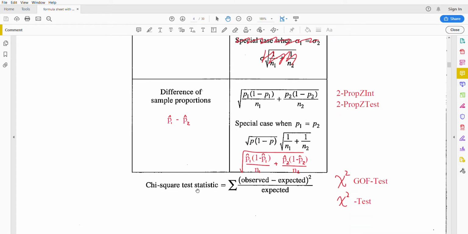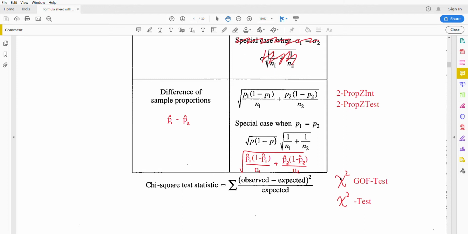And then finally at the bottom we have the generic chi-square test statistic formula, which you would use for a goodness of fit test, a test for homogeneity, or a test for association. It's all the same formula. Now the TI-84s have commands for doing those things. There's a command called chi-square GOF test, and then one that's just called chi-square test.